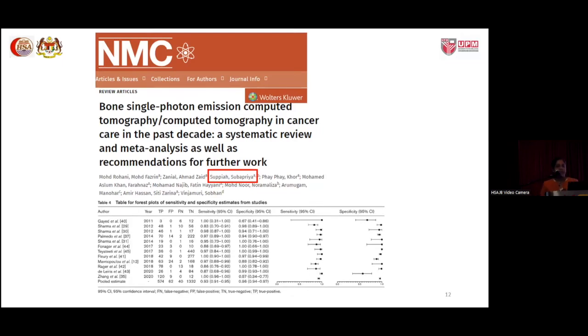So me and my colleagues have done a systematic review on the role of bone SPECT-CT, and we have reviewed works and determined that using SPECT-CT can increase the sensitivity and specificity of determining indeterminate bone lesions, with 93% improved sensitivity and 96% improved specificity.